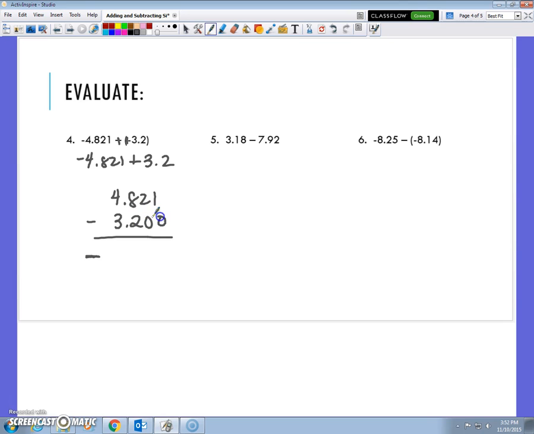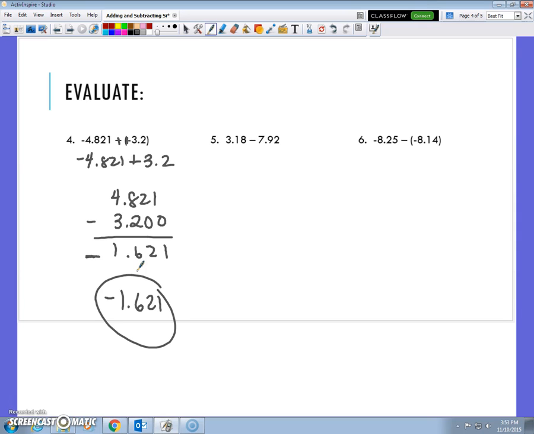after I subtract, I'm going to put a few 0 placeholders in. 1 minus 0 is 1, 2 minus 0 is 2. 8 minus 2 is 6. My decimal point, 4 minus 3 is 1. So I know my solution, or my evaluation of this expression, will be negative 1.621. All right.